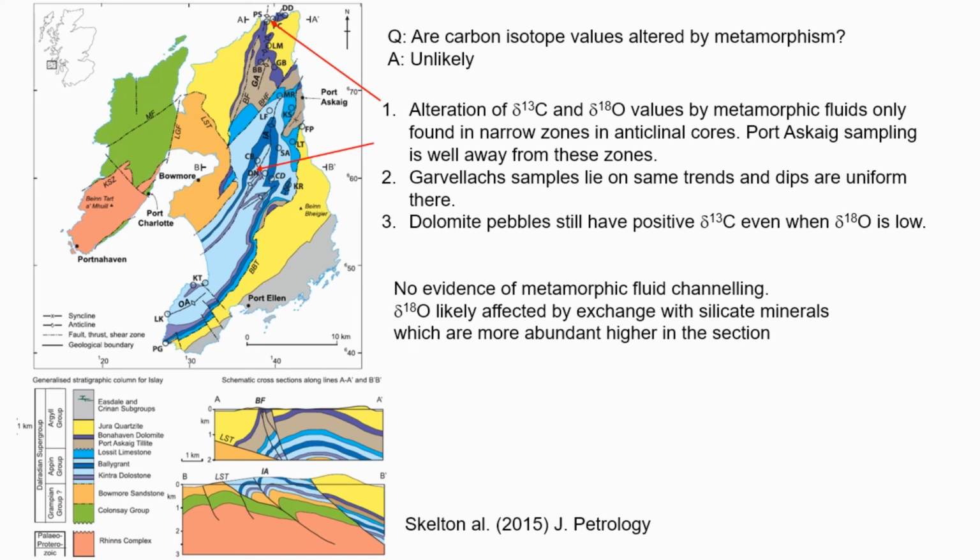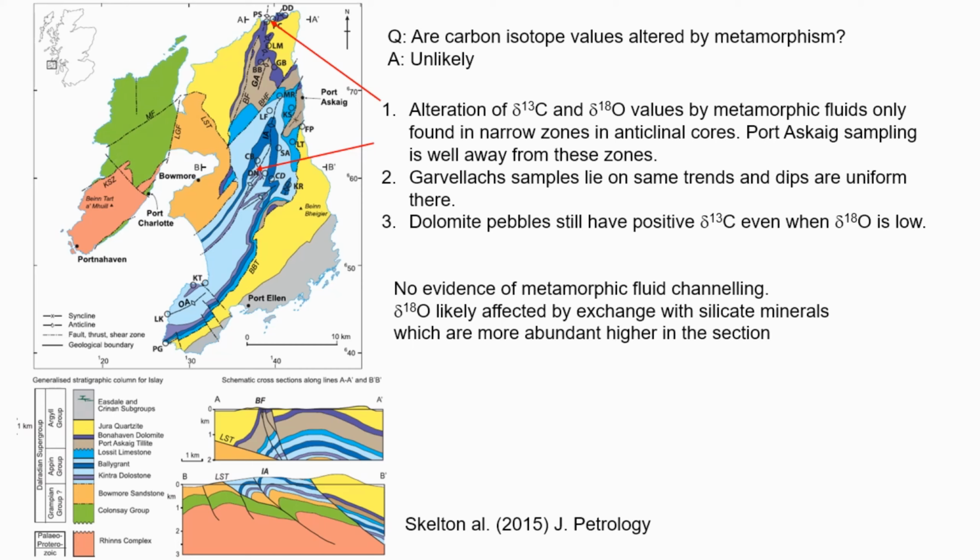Skelton et al. found evidence for reduction in the delta 13C values as well as delta 18O in certain narrow zones associated with anticlinal cores where there was enhanced fluid flow and associated strong cleavage development. Our sampled regions in the upper part of the Port Askaig Formation are distant from these zones. A second point is that the data trend is the same in the Garvellachs, where there are no tectonic folds or shear zones. Thirdly, dolomite pebbles have high delta 13C values, even when delta 18O is low.